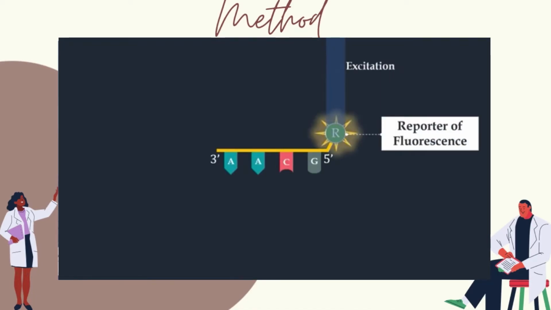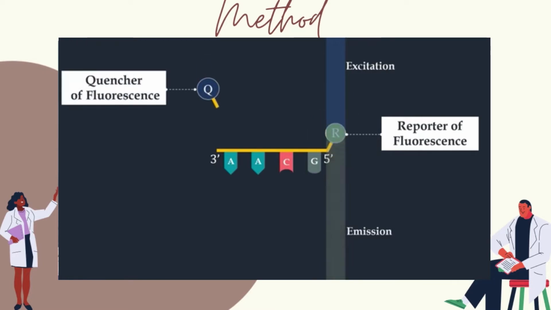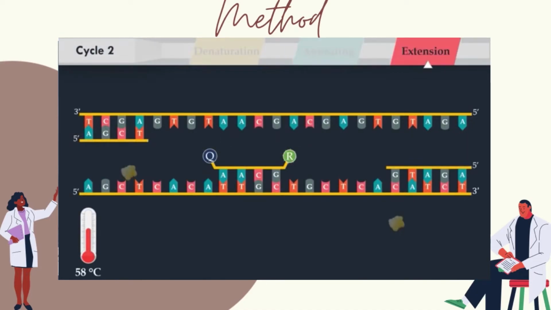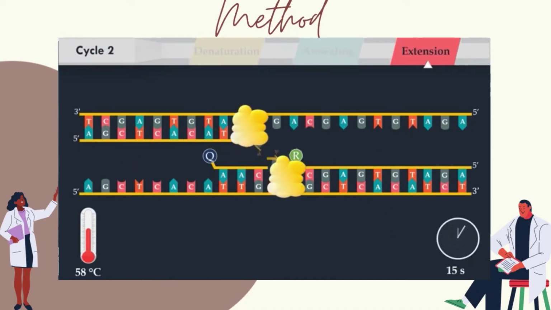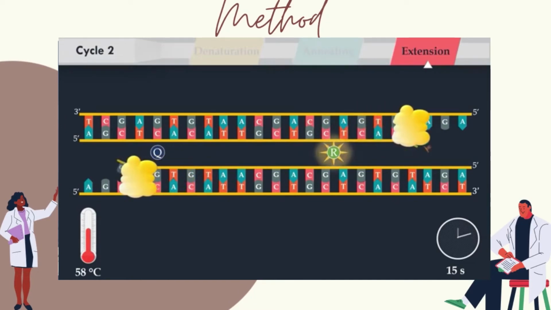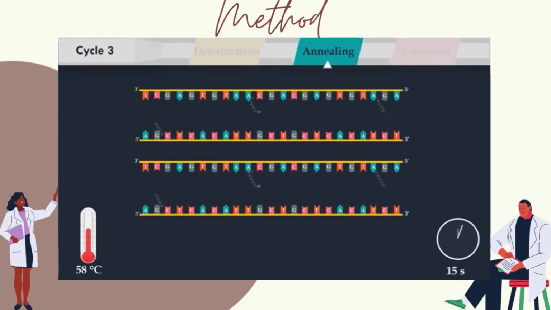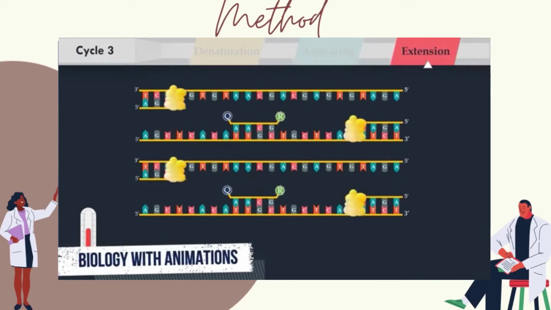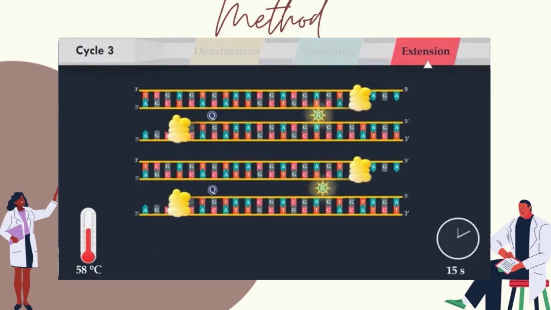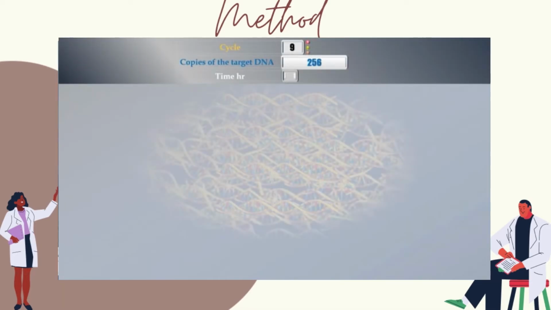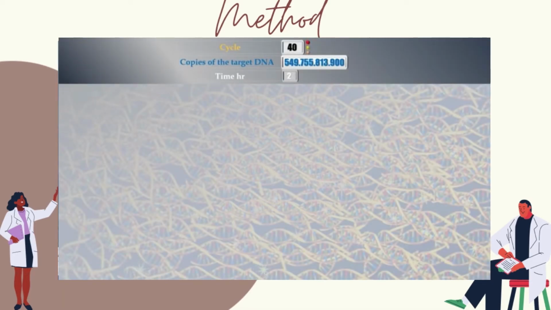TaqMan probe consists of reporter fluorescence that is emitted by the fluorophore when excited by the cycler's light source, and a quencher. In the extension step, the DNA polymerase synthesizes new strand. When polymerase reaches TaqMan probe, the dye will be separated from the quencher. Then, the cycle will be repeated. The number of double-stranded DNA pieces is doubled in each cycle. Therefore, PCR can be used to analyze extremely small amounts of sample.